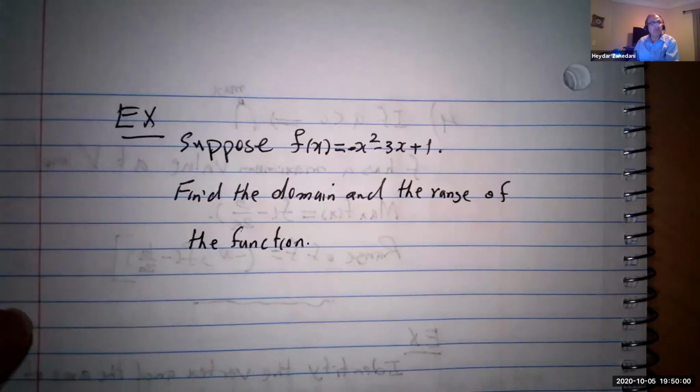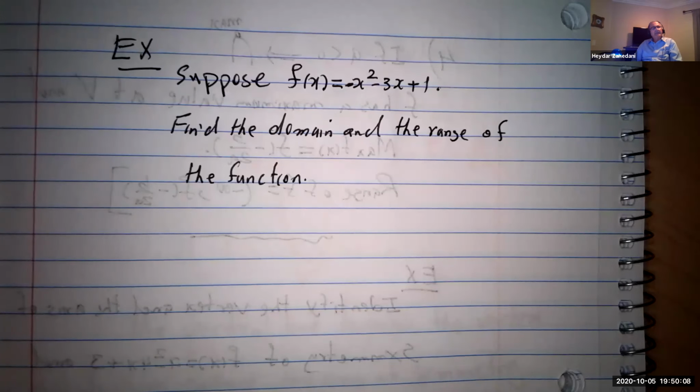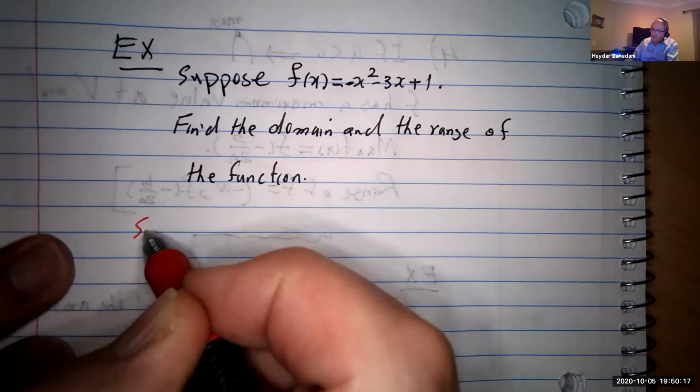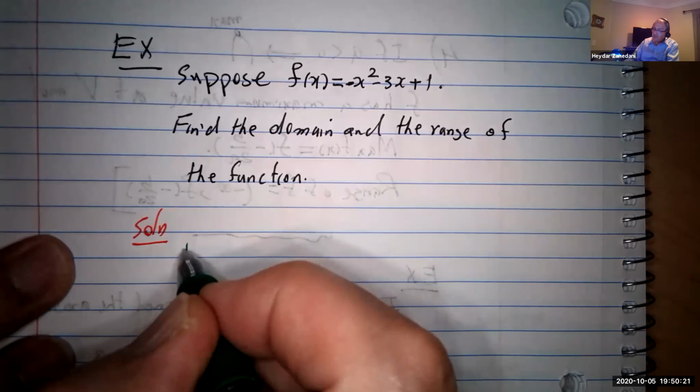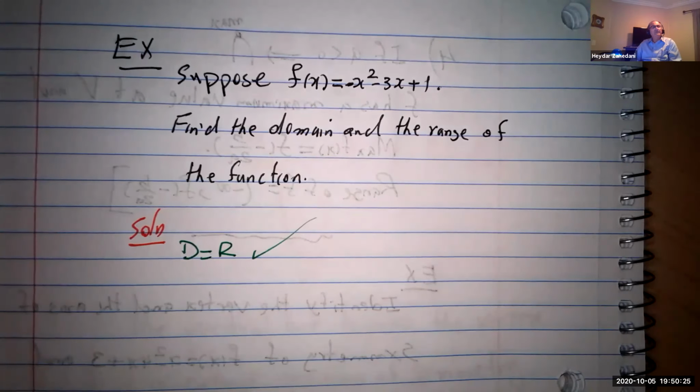It's the same thing. You have to find out whether this function would have a maximum or a minimum. Okay, let's see how we're going to find it. The domain is clear. The domain is all real numbers. It's a polynomial. Okay, so solution. We are done with the domain. You see, the domain is going to be R. You have to write it down. Remember, you got points for the domain on the test. That's going to be the domain.